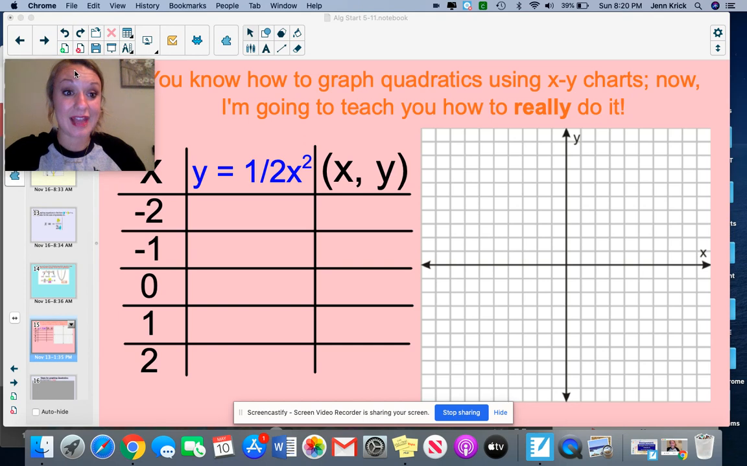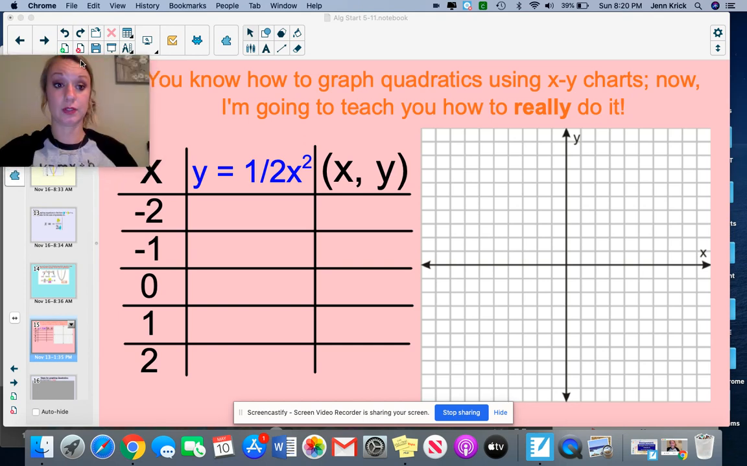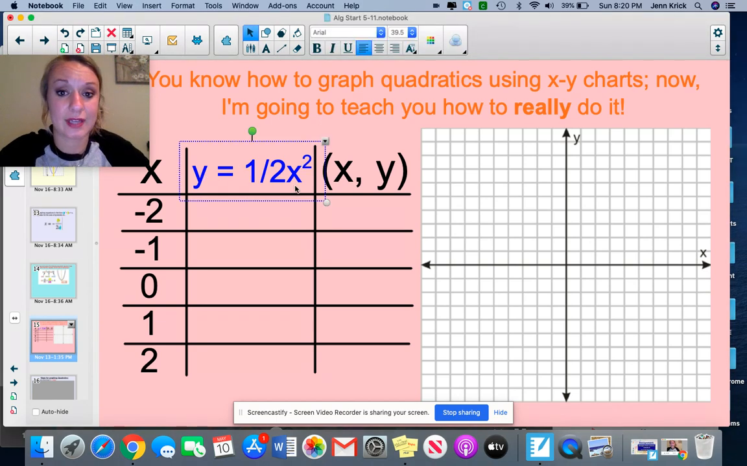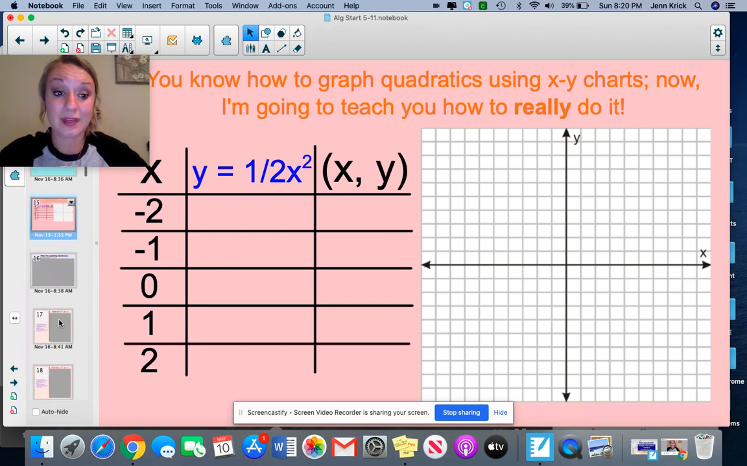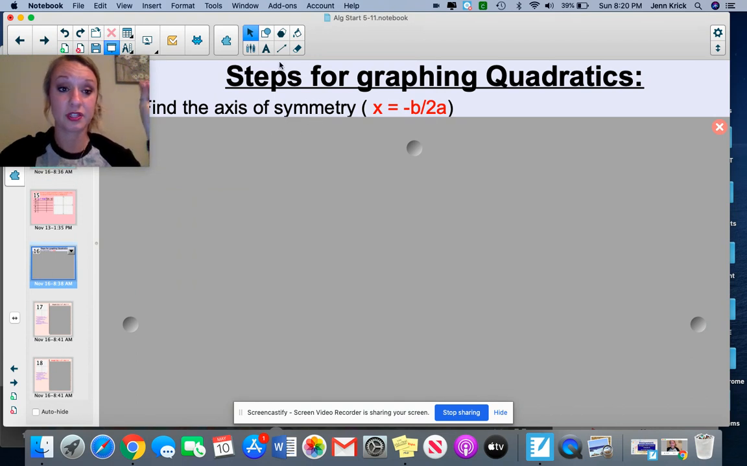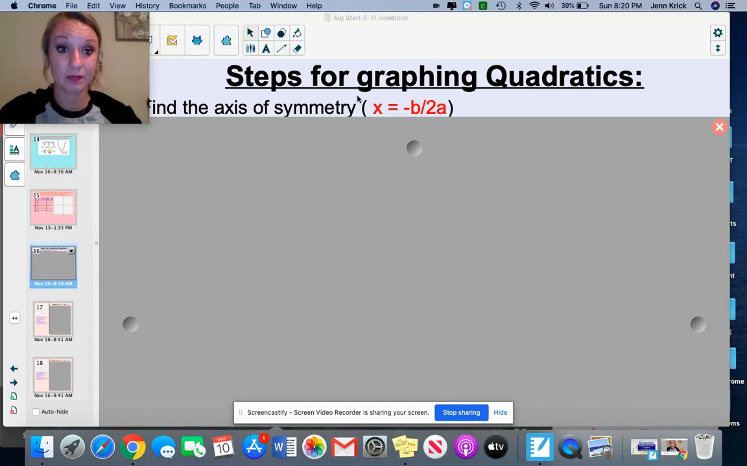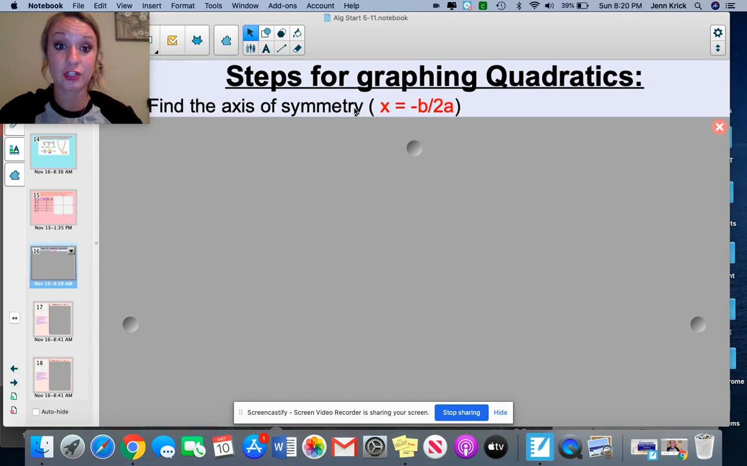Now it is time for potential brain explosions, but hopefully not, if you follow my easy steps. If I asked you to graph this equation, y equals 1/2 x squared, you could easily do that by filling in an xy chart. You plug in all these values for x, you get your y, and you plot those coordinate pairs. Now I'm going to teach you how to do it the algebraic way. Here are your steps for graphing a quadratic equation. It's a lot of information, so I'm going to go through it with you. You're going to write it down, and then we're going to practice twice, and then we're done for today.